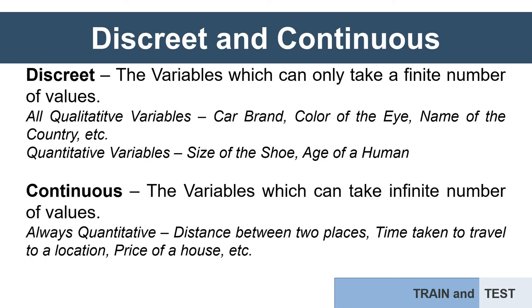On the other hand, continuous variables are the ones which can take infinite number of values and are always quantitative in nature. For example, distance between two places, time taken to travel to a location, price of a house, etc. One may argue that these variables cannot be infinite since price of a house would fall in between a fixed lower and upper limit, but at the same time when we review the price in actual, the value could be infinite since we can have infinite number of values between two subsequent numbers.